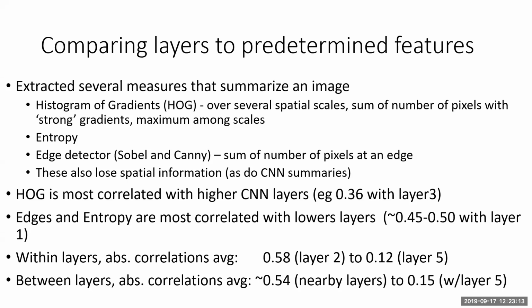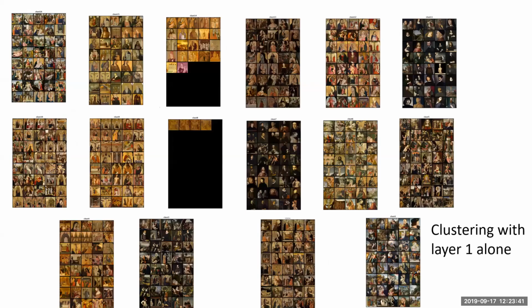And then within convolution layers, there is a lot of correlation. But as you get to layer 5, the correlations become much lower, so the features are probably something more distinct. Between layers, there is a lot of correlation of features between, let's say, layer 1 and layer 2 and layer 3, but as you go up to layer 4 and layer 5, it becomes less. Okay, so in some sense, that might be intuitive.